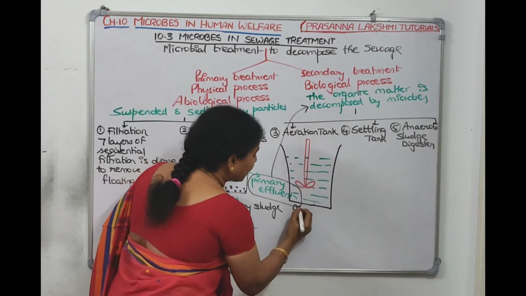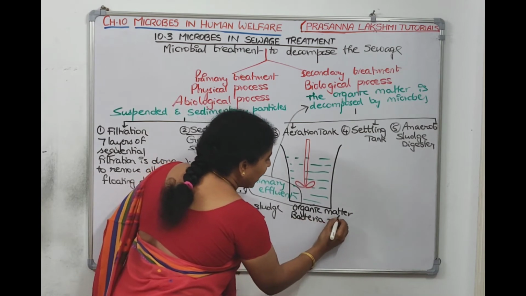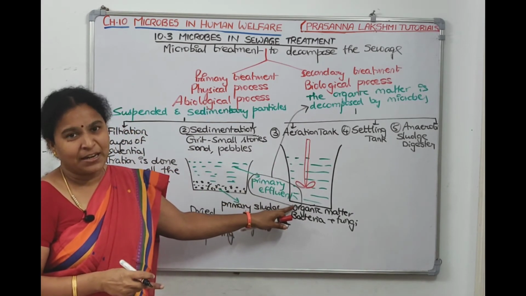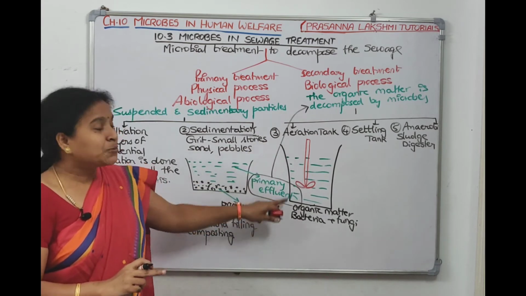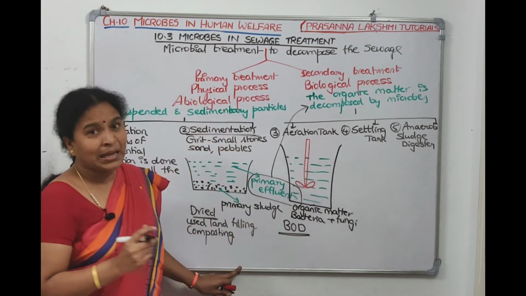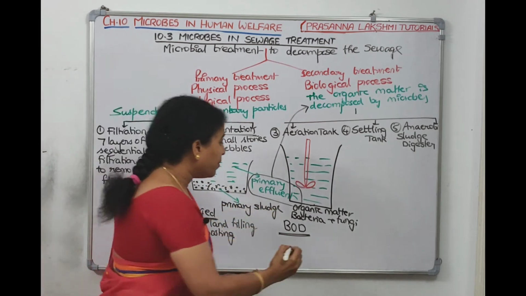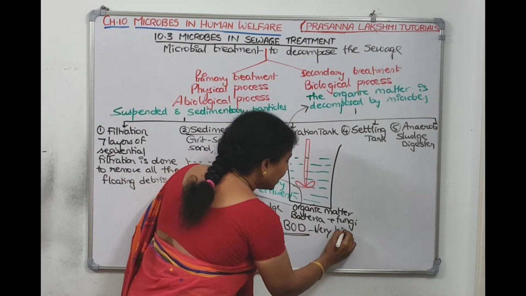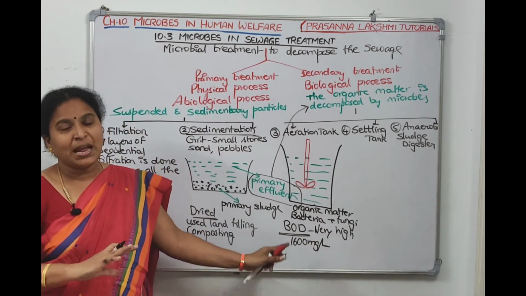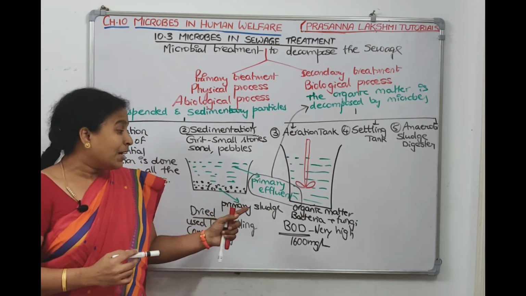And what does this liquid contain? This liquid contains organic matter. It contains bacteria and fungi. Food is there, and heterotrophic bacteria and fungi are also there in this primary effluent. And you are doing aeration and agitation. At this point, if you check the BOD, biological oxygen demand, the BOD of this untreated sewage will be very high, more than 1600 mg oxygen per liter. A high BOD indicates a highly polluted body. Since we haven't started the process, the BOD will be very high.